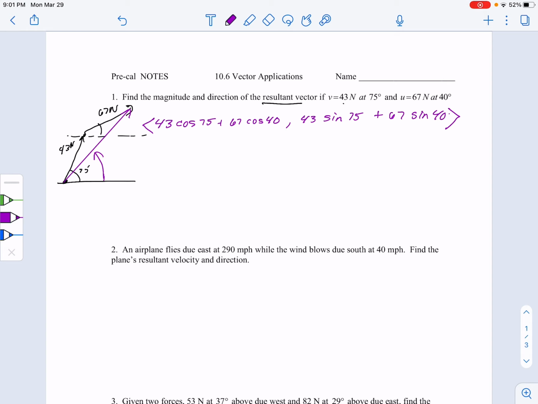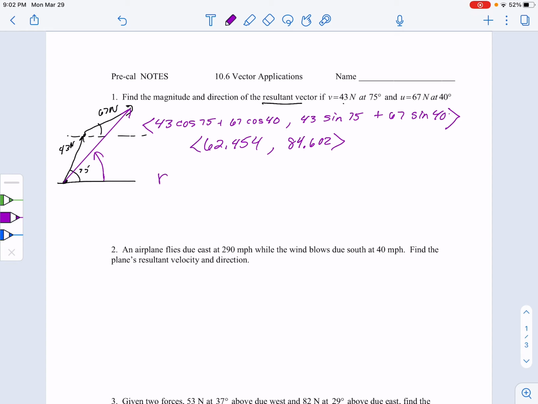43, I'm in degrees, cosine 75 plus 67 cosine 40. And I got 62.454. 43 sine of 75 plus 67 sine of 40, and I get 84.602. So there's my component form.